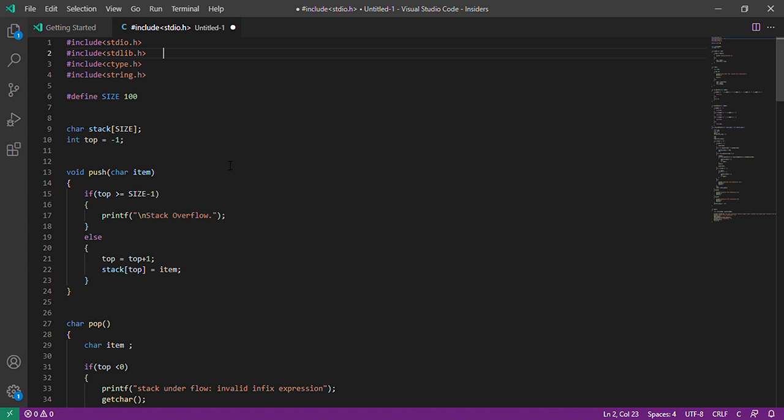conversion of arithmetic expressions in high-level programming languages into machine-readable form. As our computer system can only understand and work on binary languages, it assumes that an arithmetic operation can take place on two operands only. For example, a plus b, c into d, or d multiplied by a, etc.